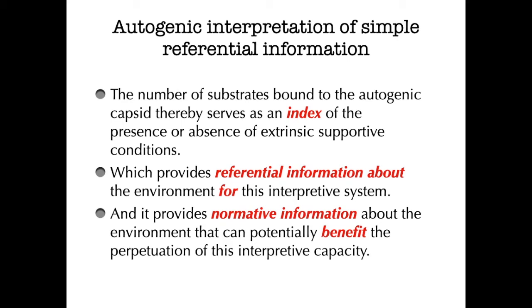Its change of state from inert to dynamic interprets loss of capsid integrity as information about the suitability of the local environment. In this respect, the number of substrates bound to the autogenic capsid thereby serves as a kind of index of the presence or absence of extrinsic supportive conditions, which provides referential information about the environment for this interpretive system. And it provides normative information about the environment that can potentially benefit the perpetuation of this very same interpretive capacity.